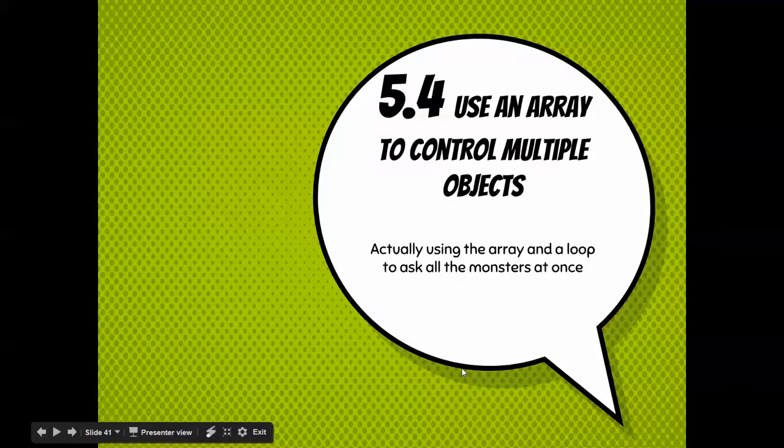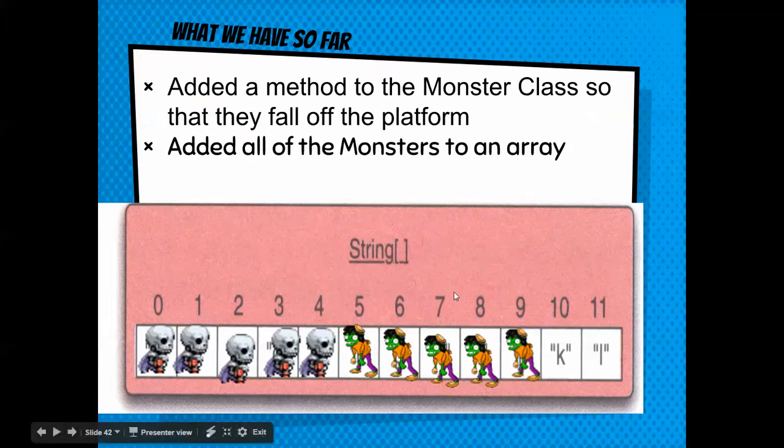Ladies and gentlemen, and programmers, we're going to do part 4. We're going to use an array to control multiple objects. So actually using the array in the loop to ask all the monsters to stop turning at the edge at once. Alright, so here's what we had so far.